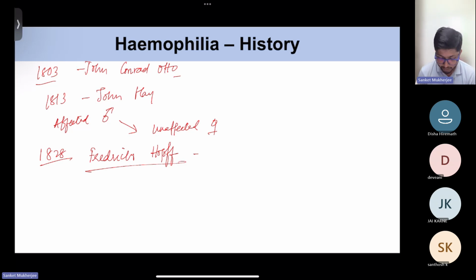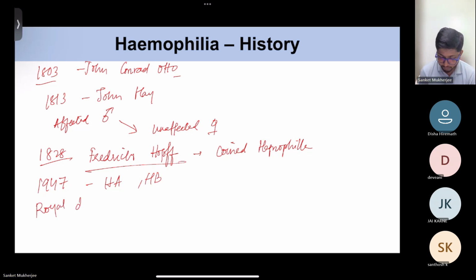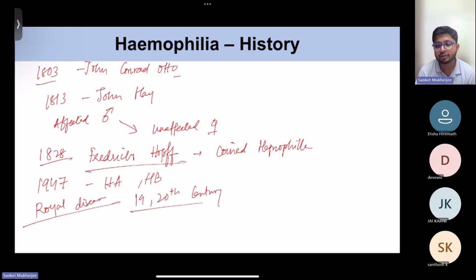In 1947, Dr. Alfredo Pavlovsky distinguished two types of hemophilia, hemophilia A and hemophilia B, in his lab. And it was called a royal disease. Why? Because it is hereditary, and in the royal families of the 19th and 20th century, this kind of disease was very common. Hemophilia was very common in royal families.